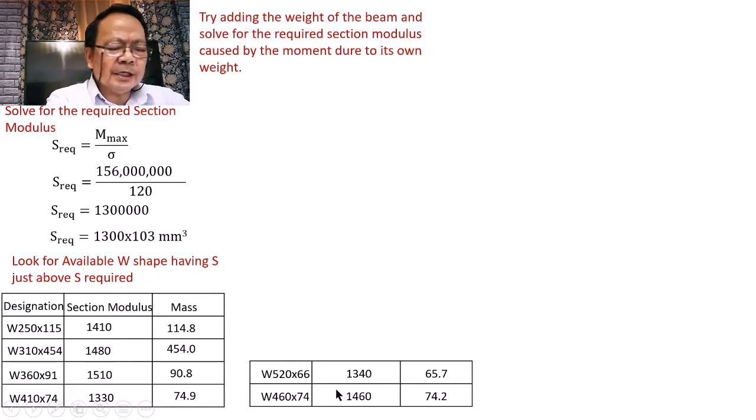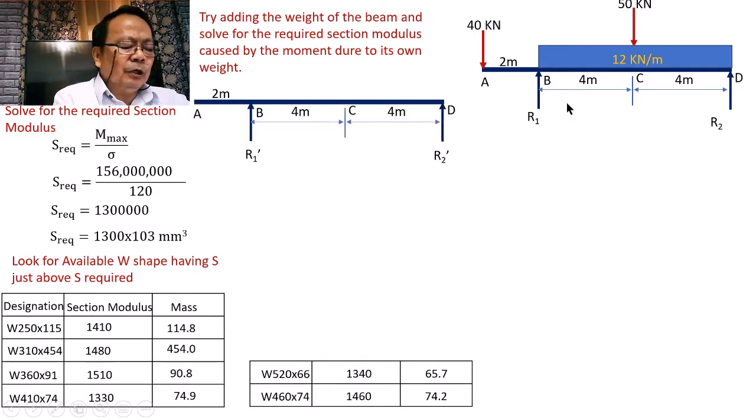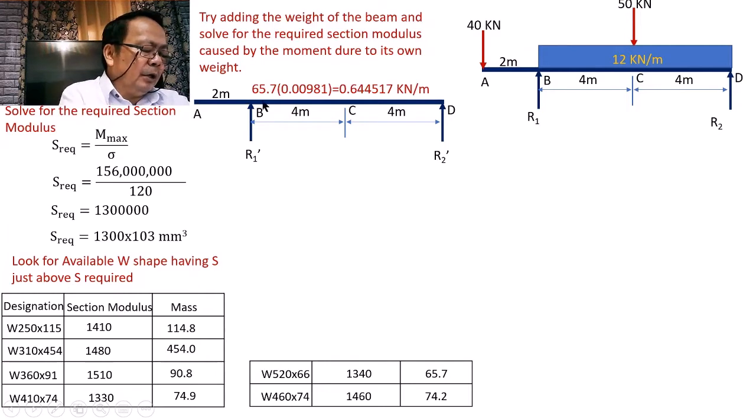So instead of drawing, computing back the total moment, ang gagawin ko na lamang siguro dito ay idaragdag ko na lamang yung weight at yung weight ay i-analyze ko separately. Di ba? Kinuha ko lamang yung weight, so ibig sabihin, wala na yung load ko. Ang ina-analyze ko na lamang dito ay yung weight, na kung saan yung weight ay 65.7. So, I multiply it by the factor para ang maging unit ko is 0.644517 kilonewton per meter.